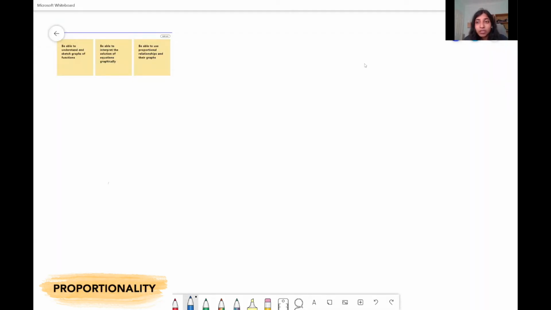So the last bit you need to know is you need to be able to use proportional relationships and their graphs. So there's two types of proportion. There's direct proportion and there's indirect proportion. To write out direct proportion, if you have two statements like saying y is directly proportional to x, you just write y is directly proportional to x. And this is equivalent to saying that y is equal to kx, with k being the constant of proportionality.